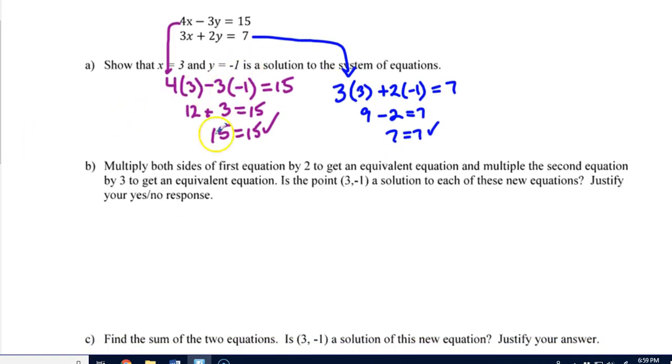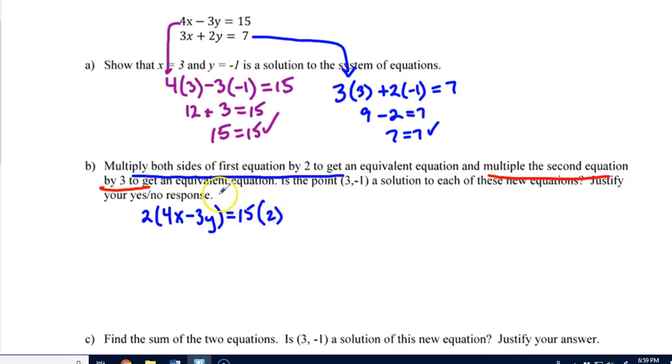Okay, there's two instructions here. Multiply both sides of the first equation by 2, and then multiply the second equation by 3. Let's try that. I'll do it with colors. Blue first. And along the way, see if you can figure out why we're doing this, why we're multiplying both sides by 2 in the first equation, and then by 3 in the second equation.